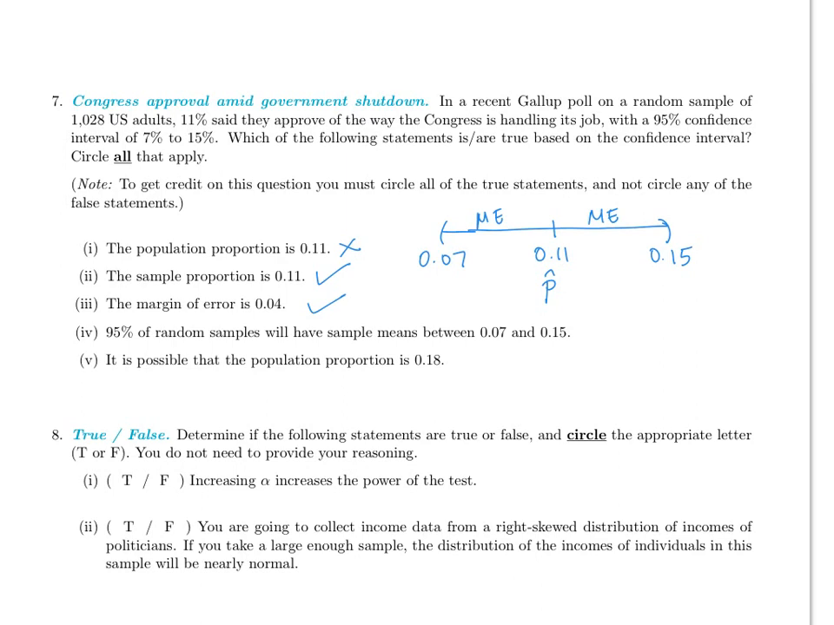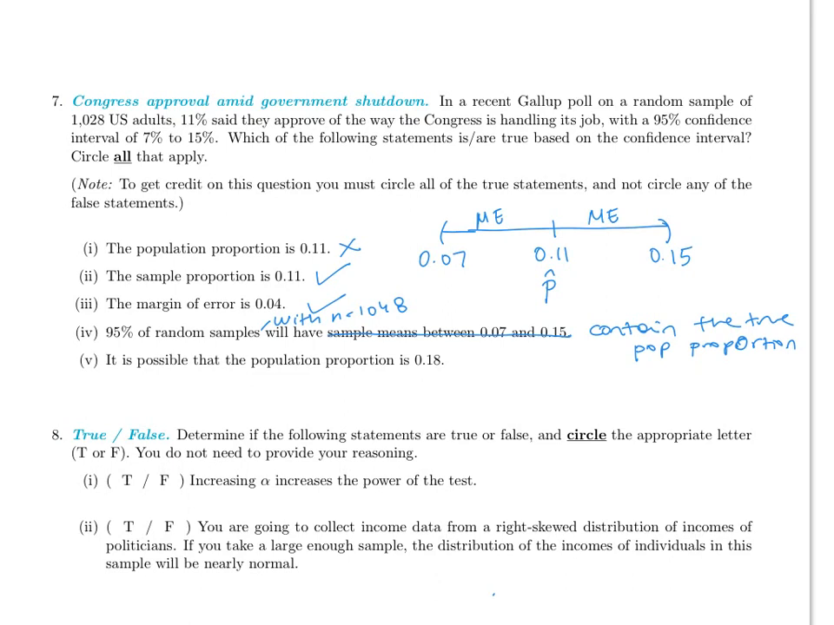So if I wanted to make this statement correct, I would say 95% of random samples with n equals 1048 will contain the true population proportion. Does that make sense? That's the definition of a 95% confidence level.